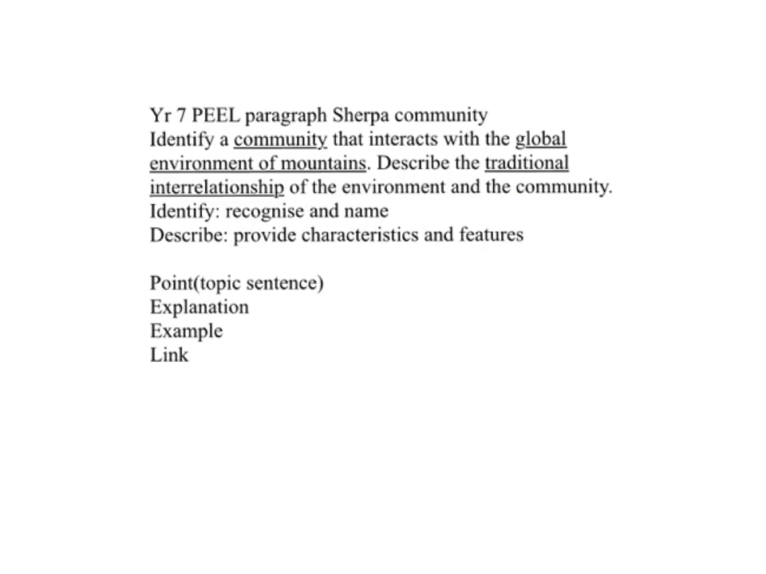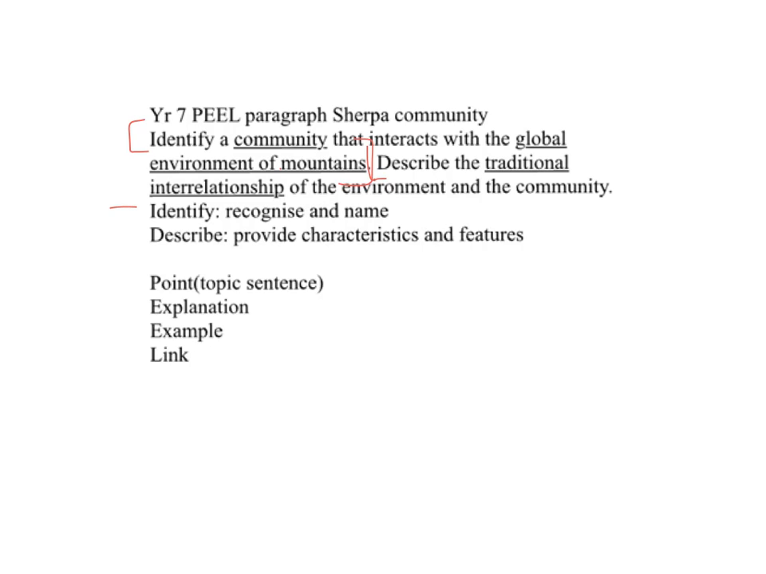I'm going to give you a small example of a topic that I've done with my Year 7 class before, and it's used only as an example. So this is for the global environments when we look at mountains and communities, and I gave this as an example to my students: to identify a community that interacts with the global environment of mountains, and to describe the traditional interrelationship of the environment and the community. So there are two parts to the question. There's the first part and then the second part.